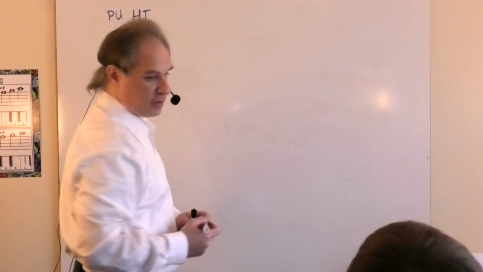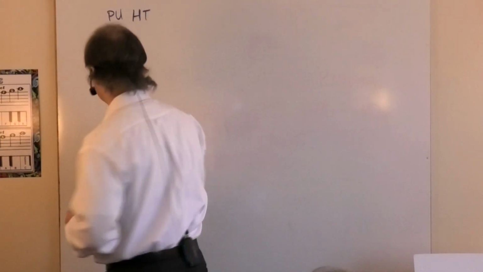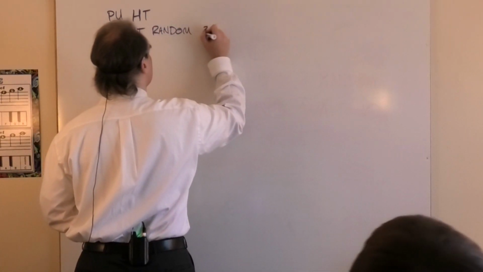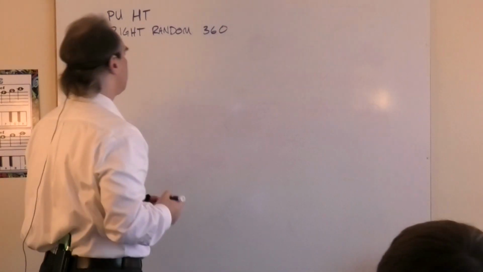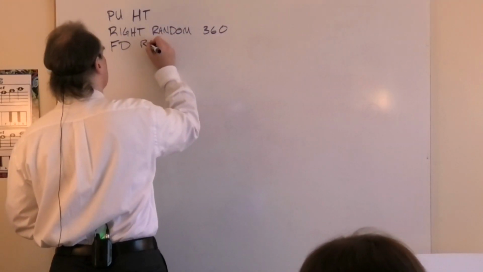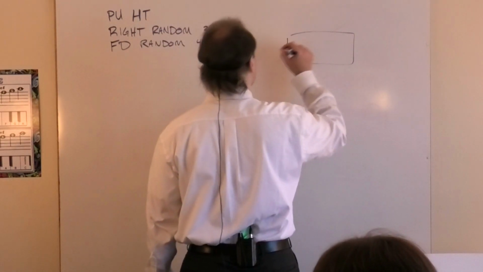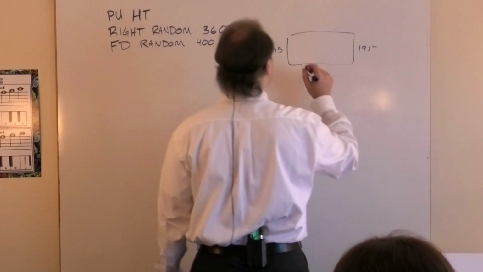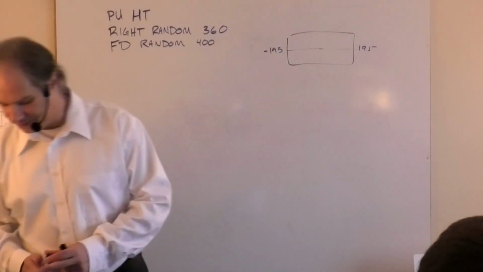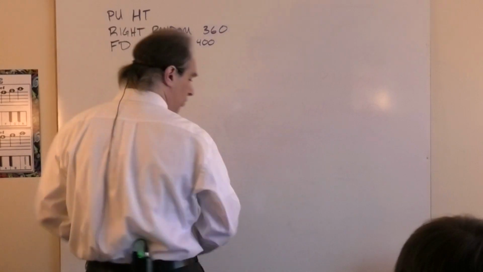And then I did right random 360, which picks a random number between, I think, 0 and 359, or 1 and 360, I'm not sure. Right random 360, forward random 400. The reason I did 400 is because I think the screen itself is like negative 195 to 195. So that's about 200 on each side. So 400 will get you someplace throughout the whole screen. That's the reason I chose that. Maybe it's 165, I don't remember. But anyway, it doesn't matter.